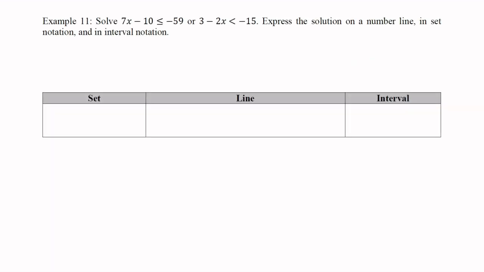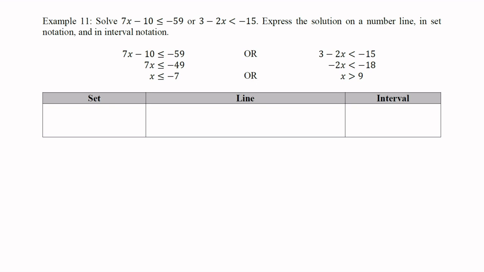Now, for this compound inequality, we have an "or" statement. So we're just going to set it up with our "or" in between. We're going to solve each inequality separately from each other. So we get x is less than or equal to negative 7 for the first. We're going to get x is greater than 9 for the other. And then we are going to stick our "or" in between.